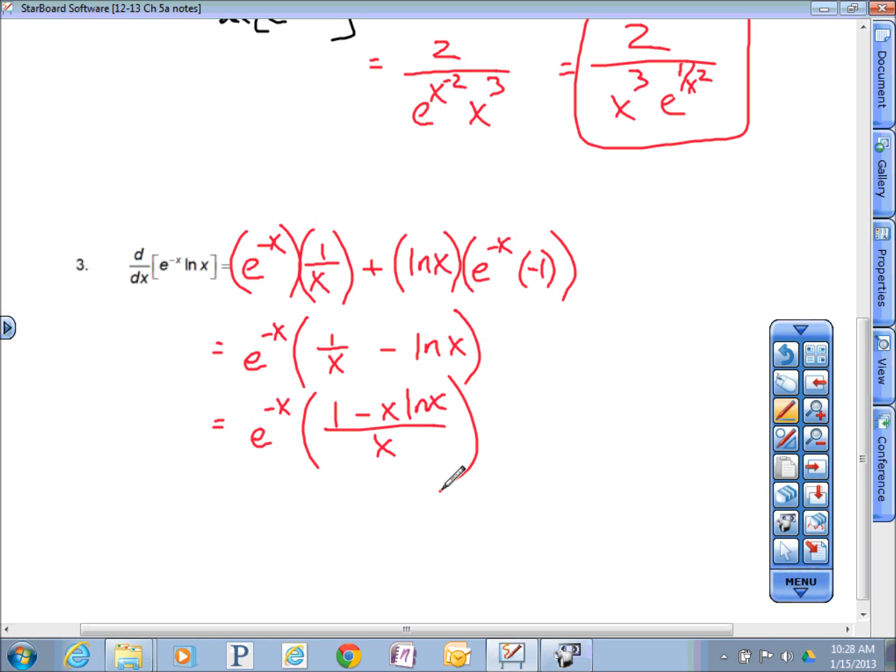And now instead of leaving the e to the negative x on the outside in the numerator, how about if we just move that e to the negative x? Sorry, it won't be negative anymore. Let's move that e to the x to be a part of that denominator. So there's our derivative with everything cleaned up the way that it should probably be. So there's your first goal.